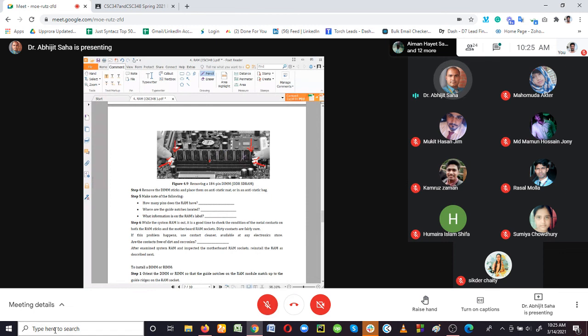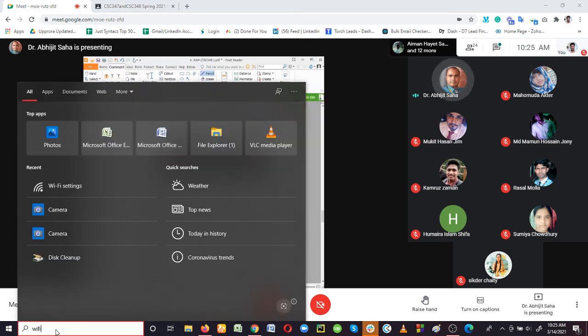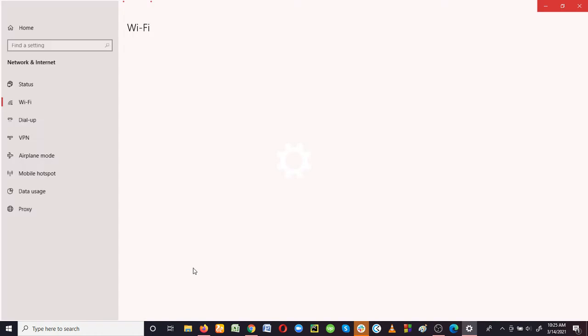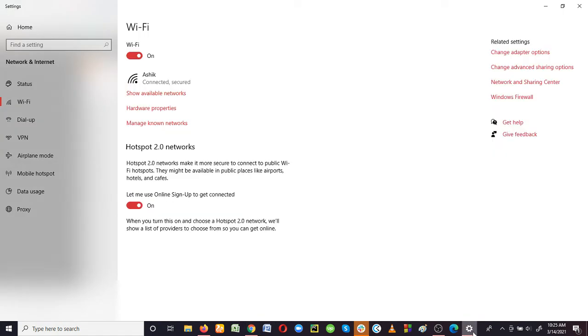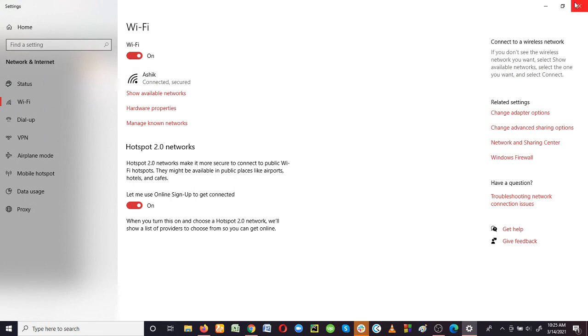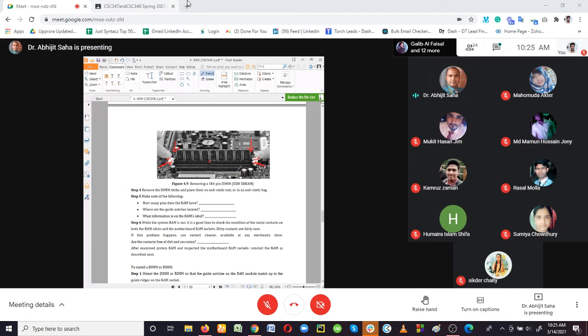And if it is not fine, then you have to check with another RAM. You should collect another stick of the same model, and check if the second one is working. If it works, that means the first one has some problem, and you should replace your RAM.